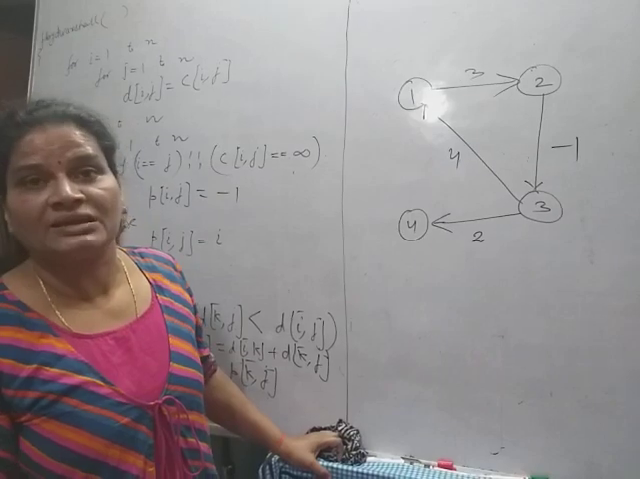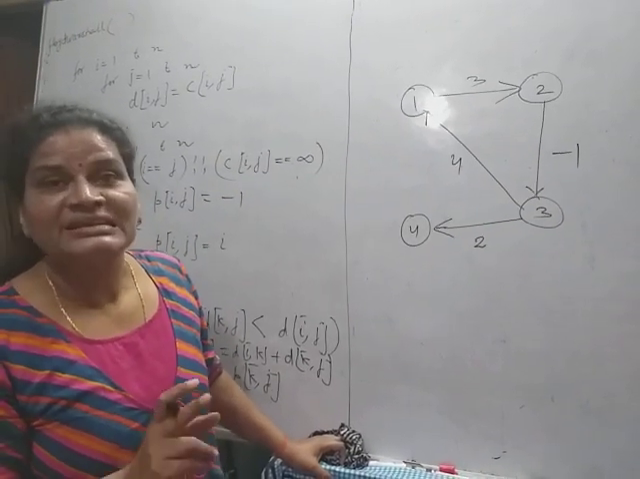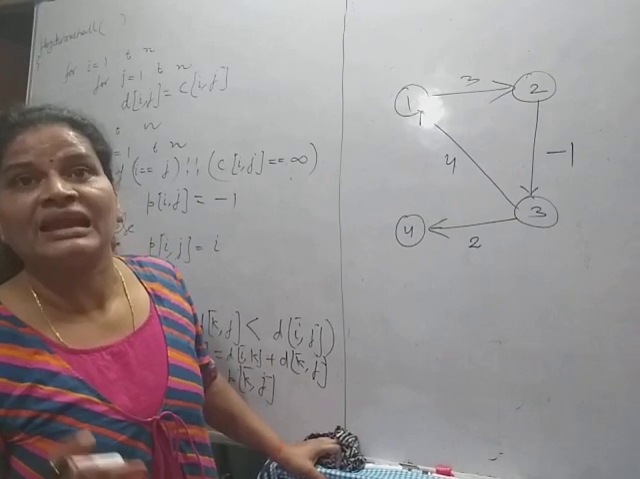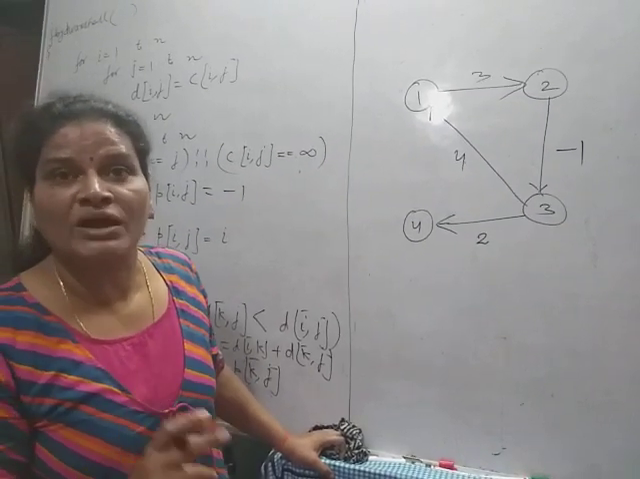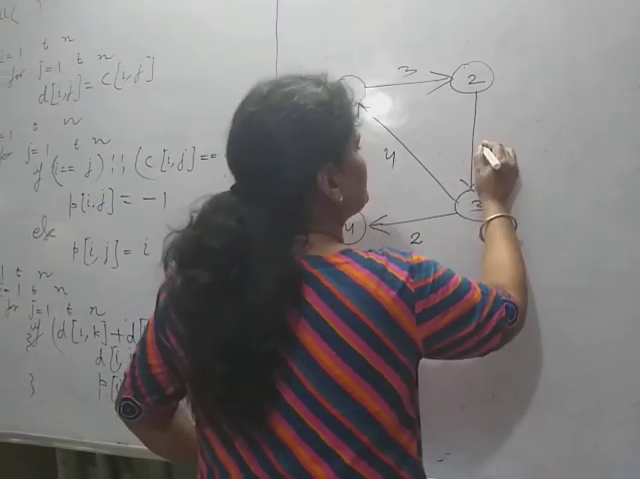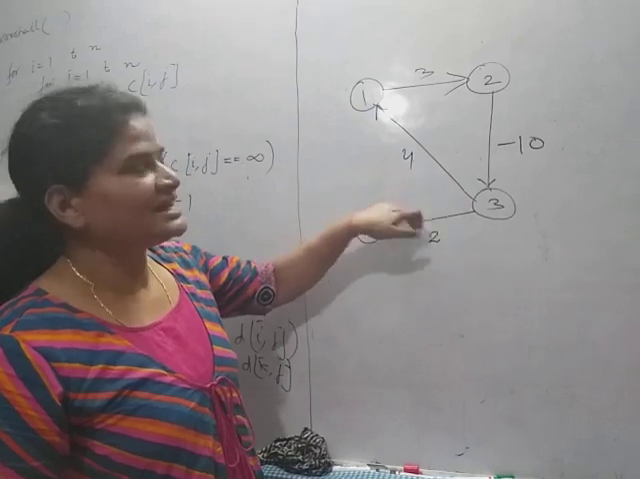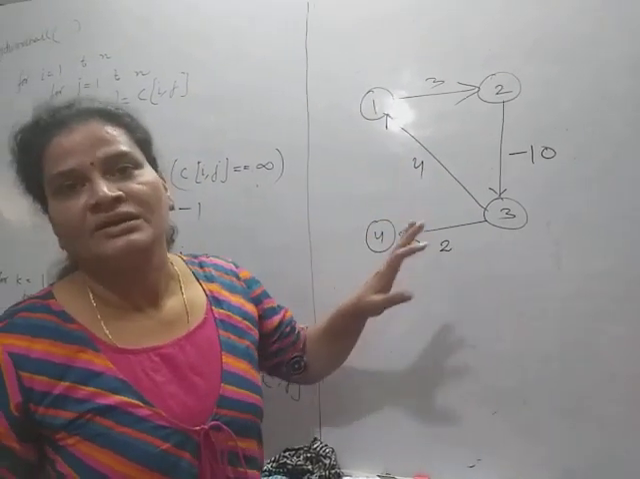The cycles are allowed, but the cost of the cycle should not be negative. Negative cost cycles are not allowed in the Floyd-Warshall algorithm. Suppose here I am taking -10. Now see, just here this algorithm does not work properly.